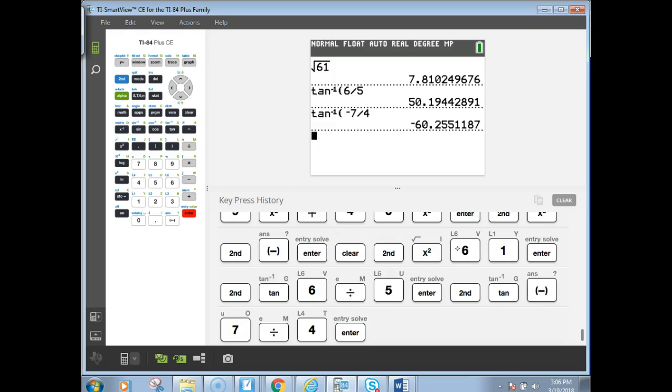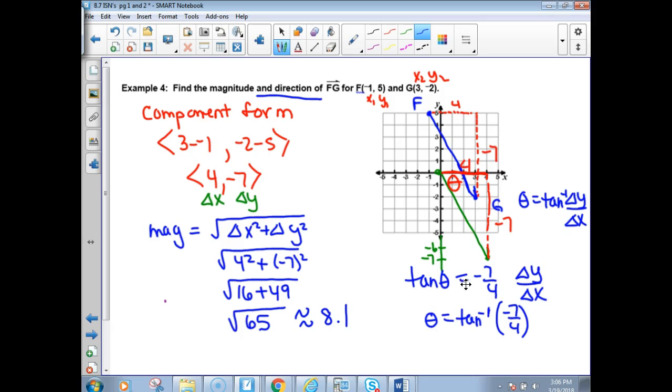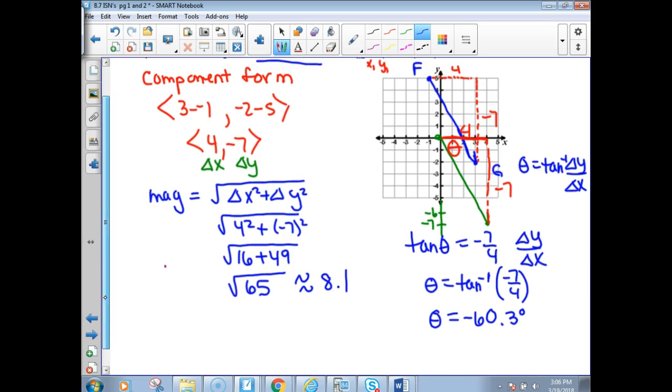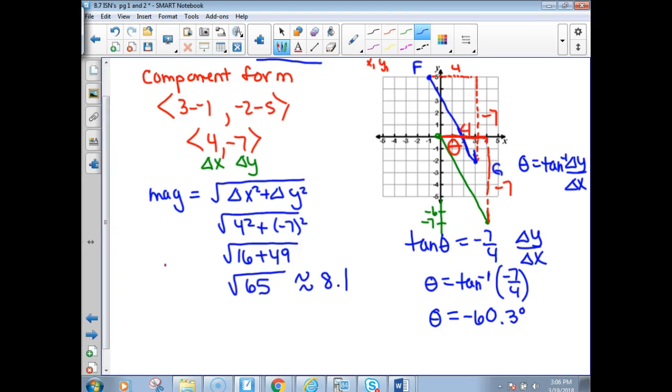Now, the calculator is giving us a negative angle measure. There are a lot of reasons I could explain why that is, but that is a little beyond the scope of this course. So we're going to talk about it as a positive angle. Or if you wrote down negative 60.3, I'll explain how you could describe this angle.